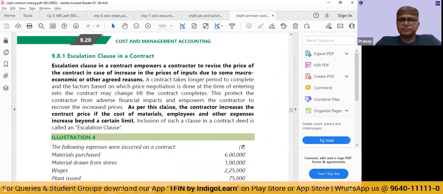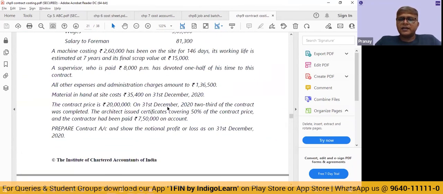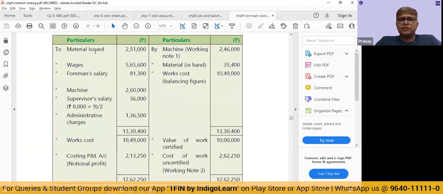If I typically look at a contract account, for each contract we'll open a specific T account, a ledger account. All the items of cost, we are going to debit: material issued, wages, foreman salary, machinery issued, supervisor salary, admin cost, etc. Whatever items of cost are there, we will debit. We are going to credit the closing material in hand and closing value of work, and then arrive at something called works cost. So this is the total cost of the work done.